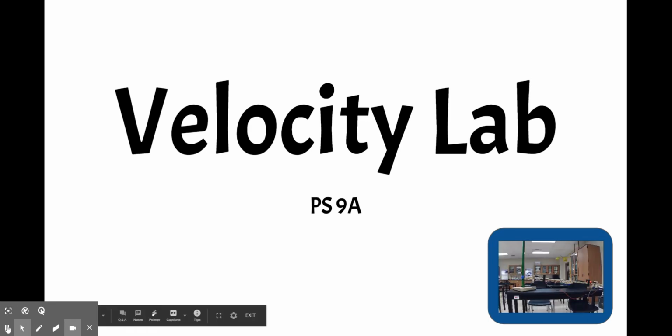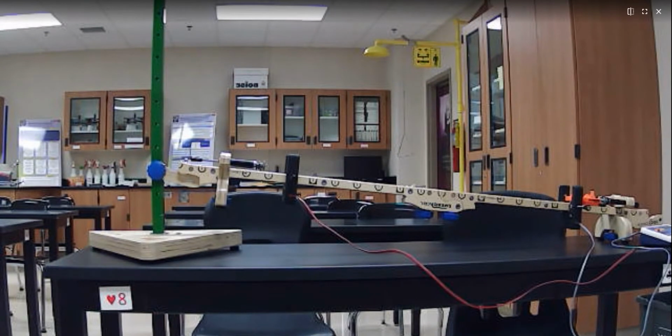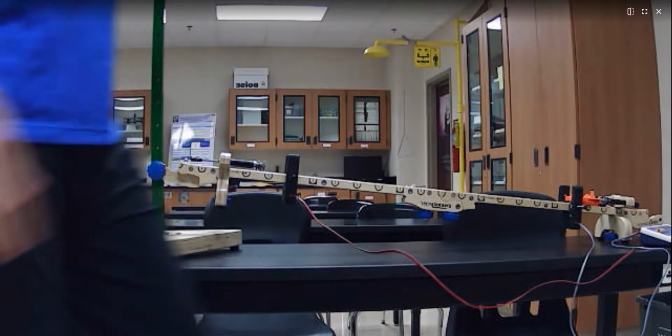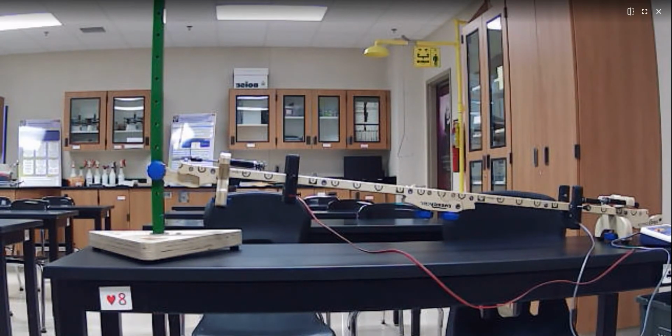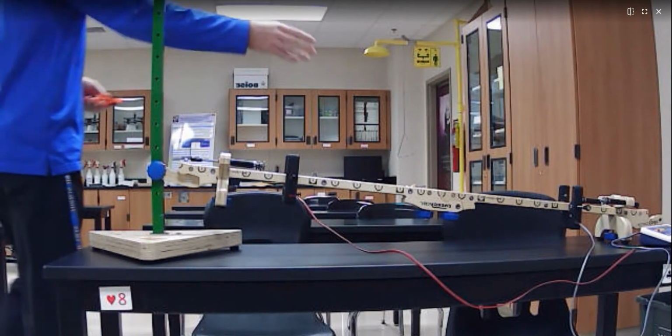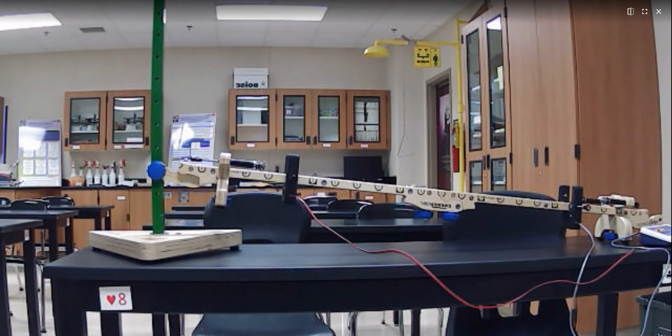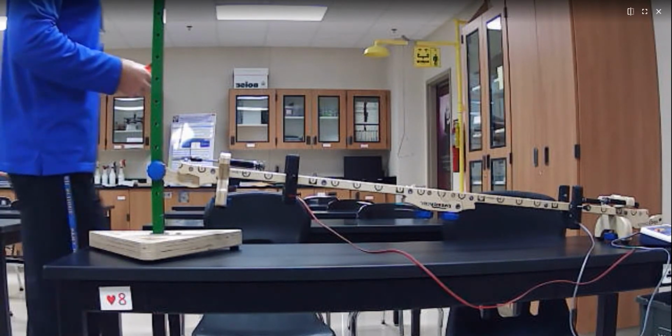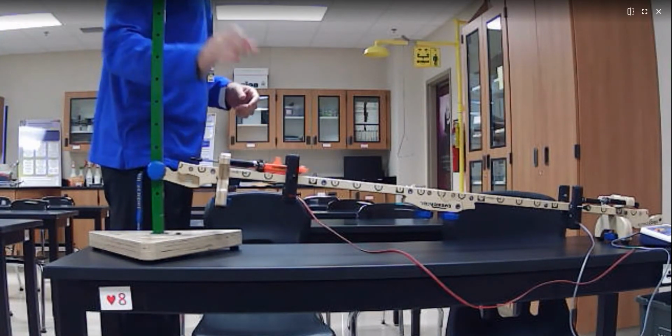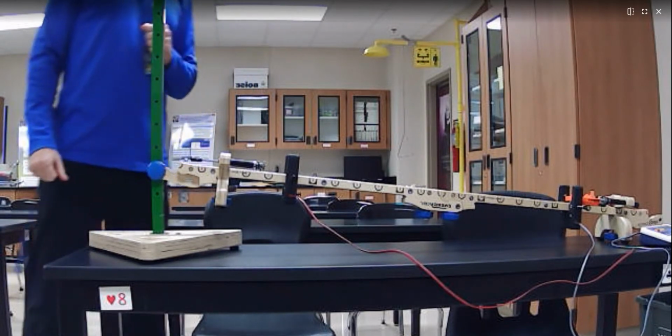Here we go. In the velocity lab, we'll be taking our CPO equipment and using it to calculate the speed of a car as it travels down a track. We'll have two photo gates, both of them on, and we are able to find a time from there. We're going to set them a certain distance apart, and we're going to let the car run through.